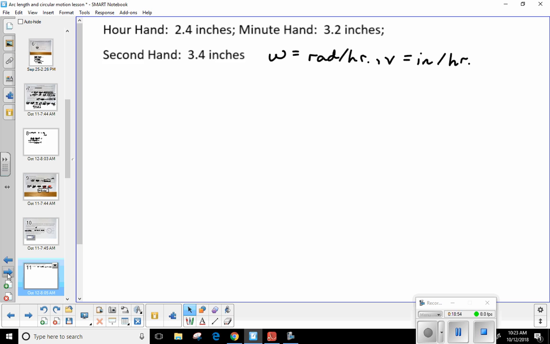Remember, the angular velocity we're going to leave in terms of pi. The linear velocity we will round to the nearest tenth. Radians per hour and inches per hour.